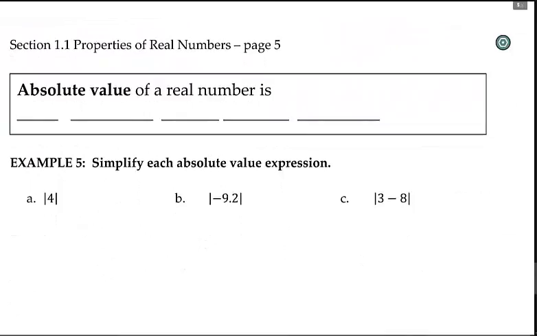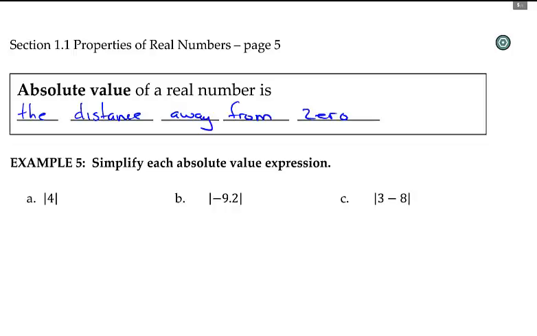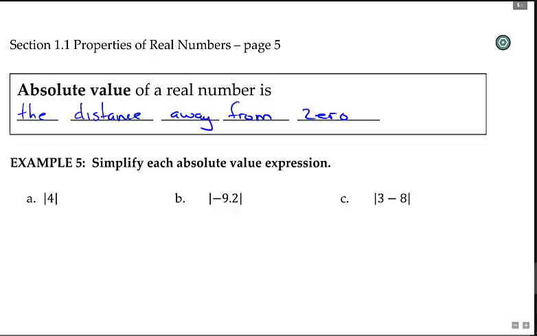Absolute value is our last idea today, and the absolute value is defined as, very simply, the distance away from 0. The distance away from 0. So, you realize that if you were to take a tape measure out, that distance is always going to result in a positive answer. So how far is the number 4 away from 0? Well, very simply, it's 4. How far is negative 9.2 away from 0? Well, it's 9.2 distances away.